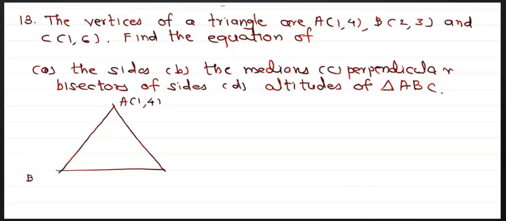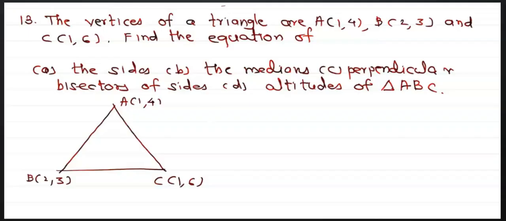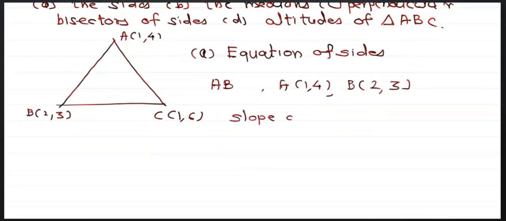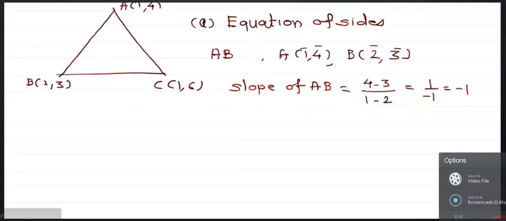Now we'll find out the equation of the sides. The first side we'll take is the equation of side AB. I will find out the slope of AB: difference of y coordinates upon difference of x coordinates, that is 4 minus 3. This is the slope and that is equal to minus 1.